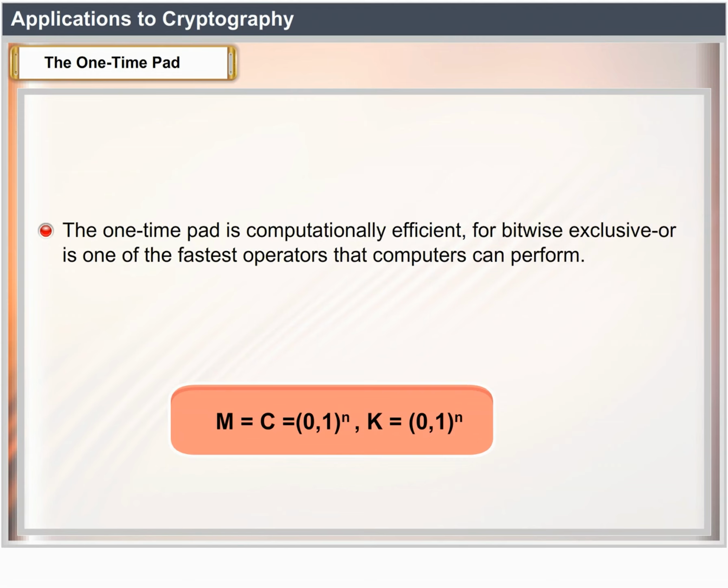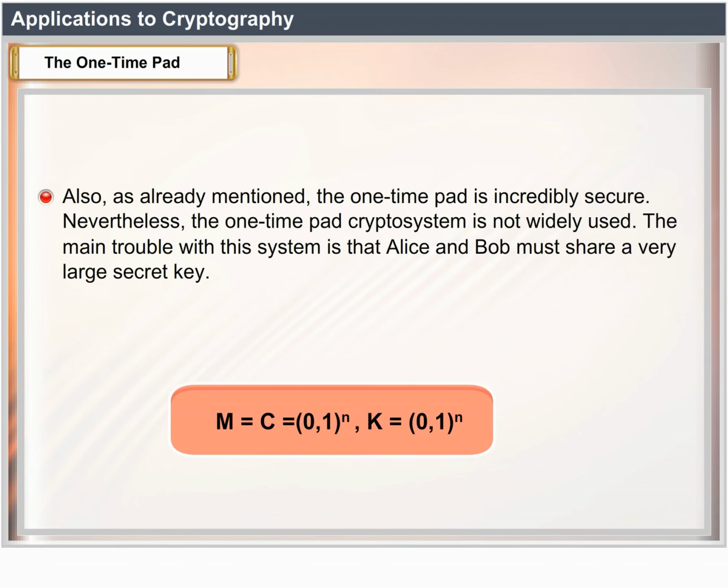The one-time pad is computationally efficient, for bitwise exclusive OR is one of the fastest operations that computers can perform. Also, as already mentioned, the one-time pad is incredibly secure. Nevertheless, the one-time pad crypto system is not widely used. The main trouble with this system is that Alice and Bob must share a very large secret key.